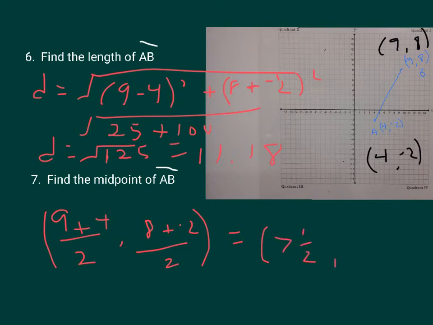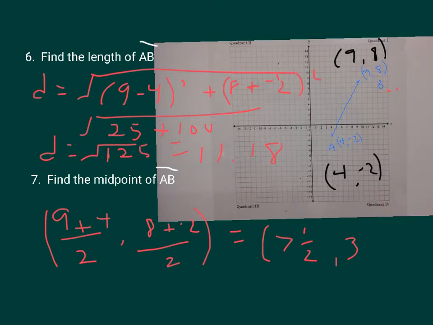And 8 plus negative 2 is 6, and divided by 2 is 3. So the midpoint would be over 7.5 and up 3, right in that area. It's kind of hard to press it, but that's about where it is.